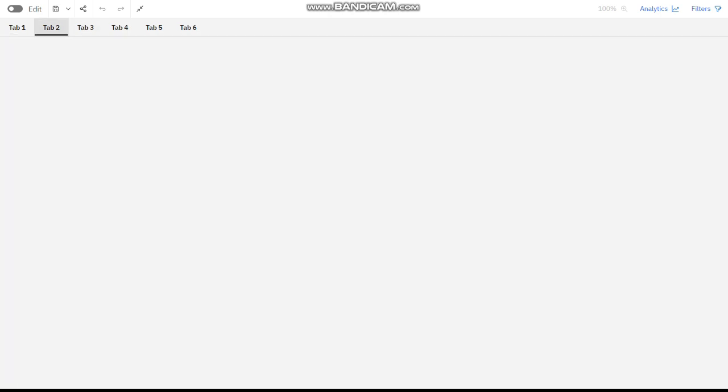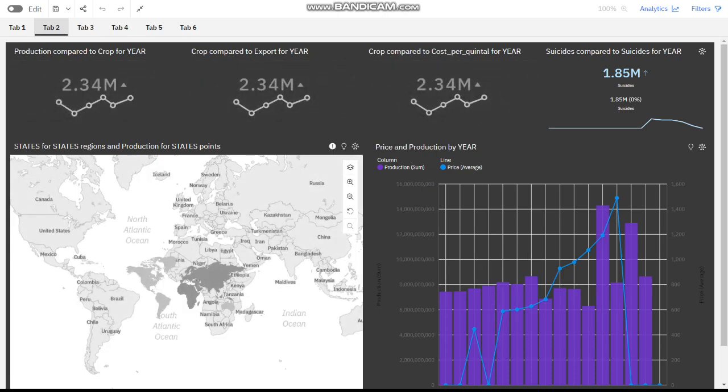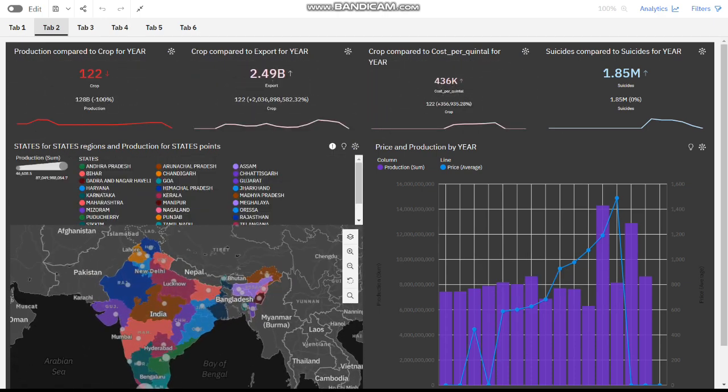Then coming towards tab 2. Here also we have states, showing state-wise production, and we can see the average production rate and how much area that state is covering. The upper portion is our KPIs, key performance indicators, which are production compared to crop for the year, export, cost per quintal for the year, and suicides compared for the year. Similarly, this is the comparison graph between the price and production by year.